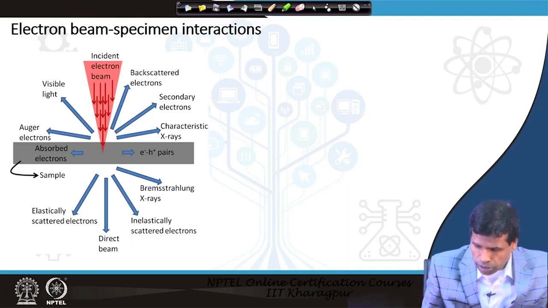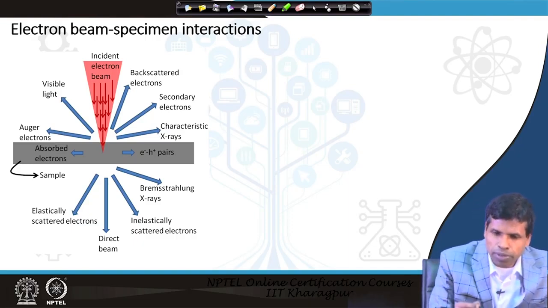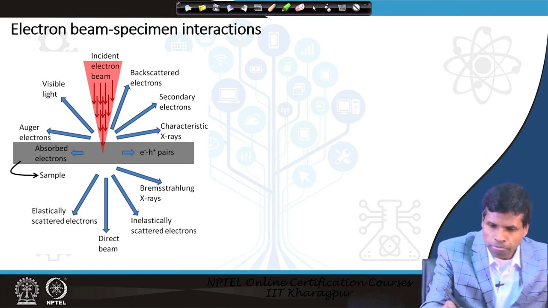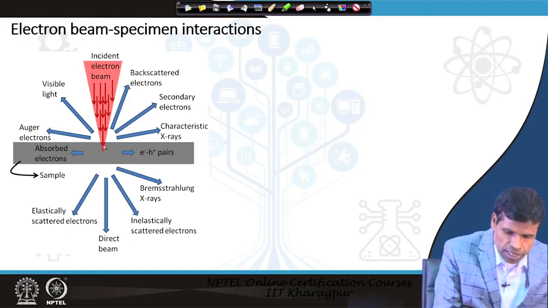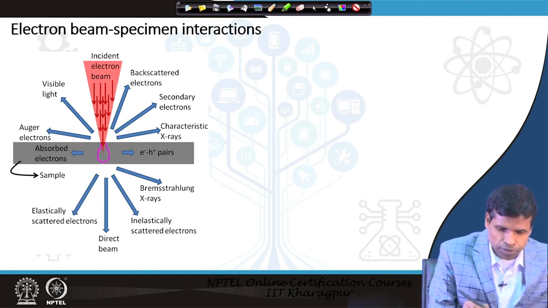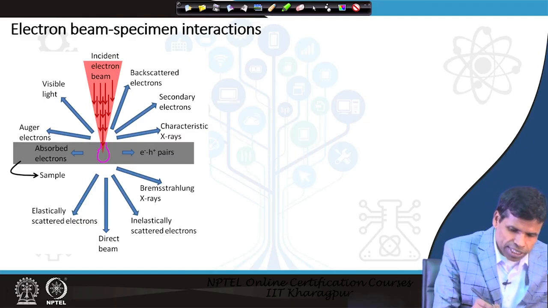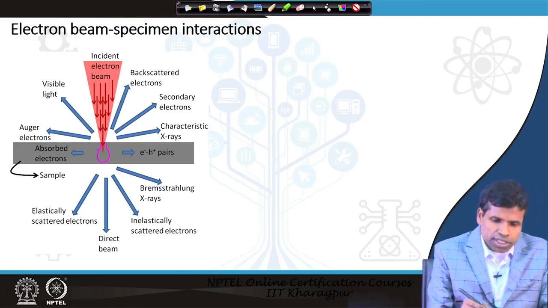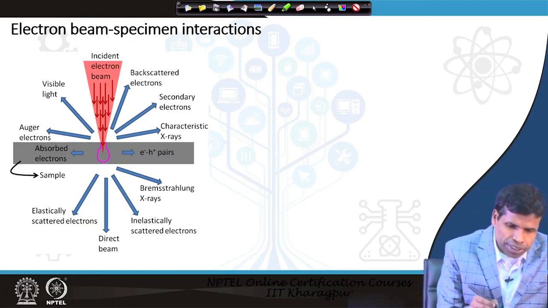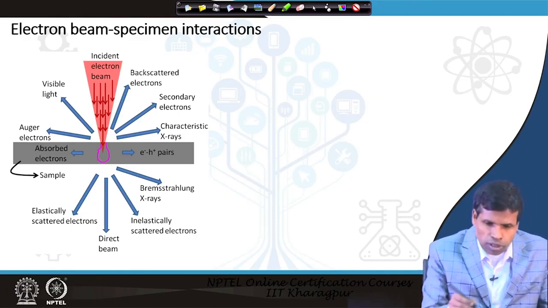So, when the electron beam penetrates into the specimen, it interacts in a region that is called the interaction volume. Once it goes into the specimen, it takes the shape of a pear, and that is called the interaction volume. And the region into which electrons penetrate the specimen is called the interaction volume.